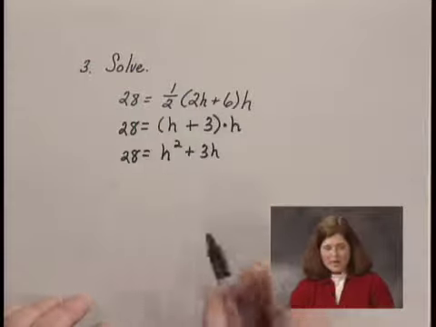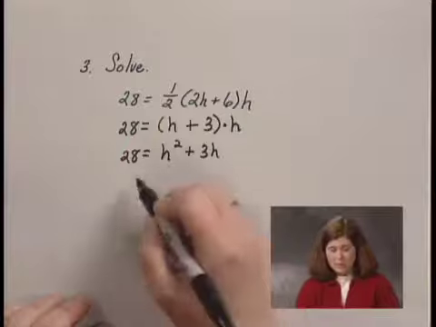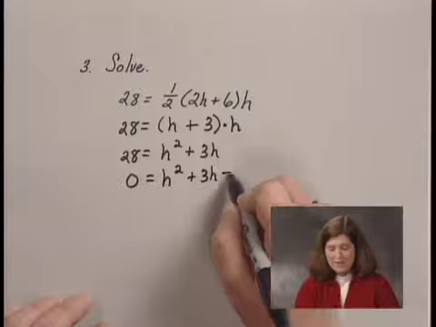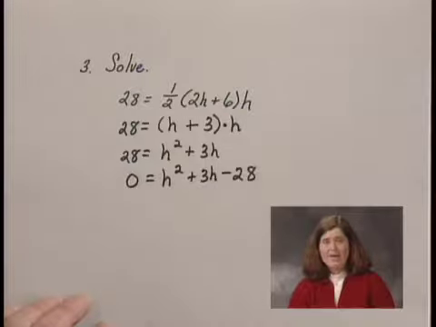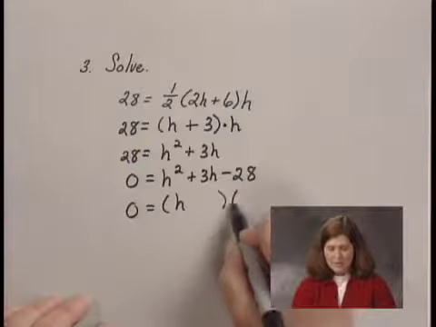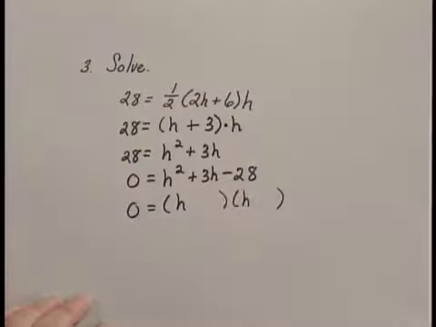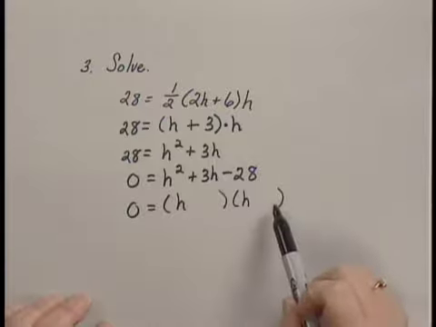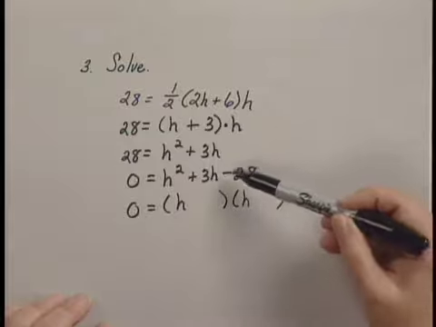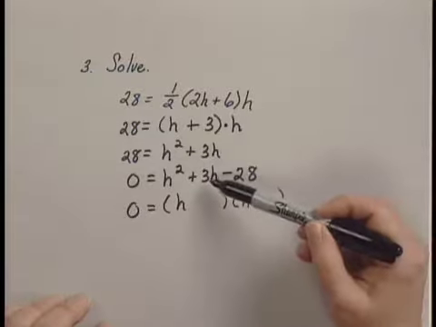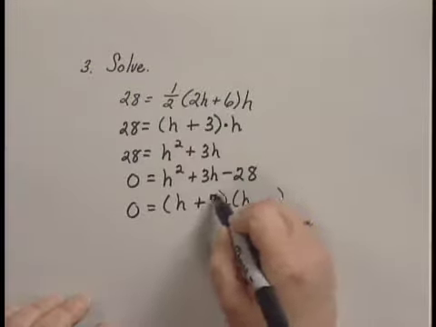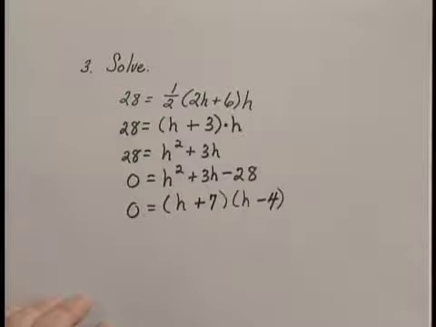And I subtract 28 from both sides. I want to get 0 on one side of the equation. 0 equals h squared plus 3h minus 28. And then I factor. Get 0 equals h is going to be the first term in both binomial factors. My second terms will be found by considering numbers that their product is negative 28 and their sum is 3. And that would be 7 and negative 4. So I have plus 7 minus 4.